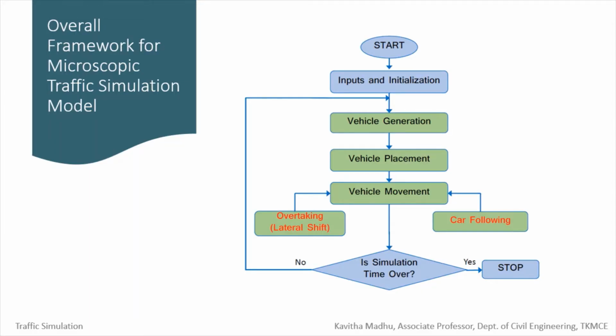We discussed the overall framework for the microscopic traffic simulation, which starts with providing input to the model, then vehicle generation, which depends on the headway distribution, then the placement of vehicles into the study stretch. Then vehicle movement is controlled by two theories: one is car following and the other is lateral shift theory. This process is repeated until the simulation time is over. Now let's see the details about the vehicle generation step.